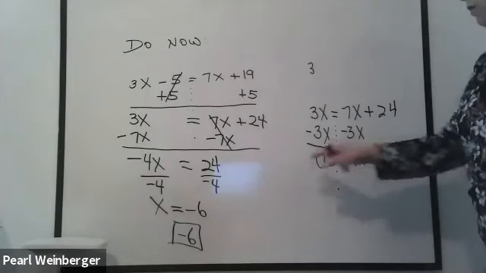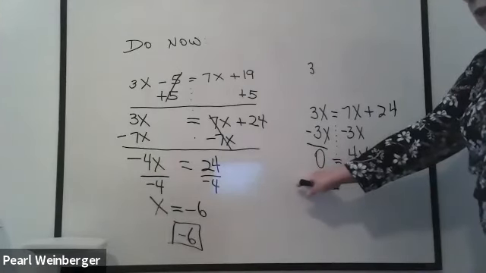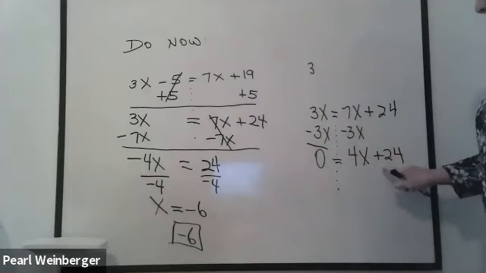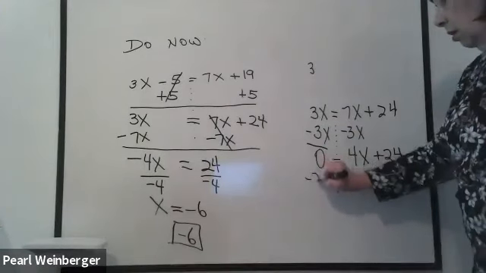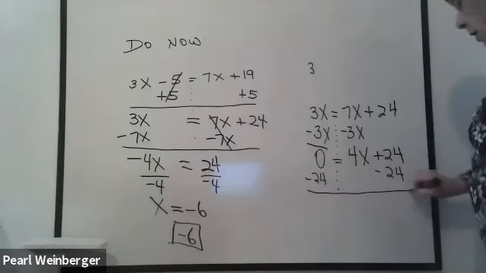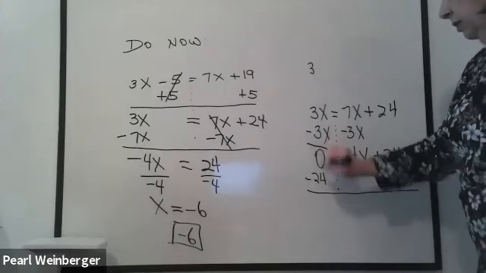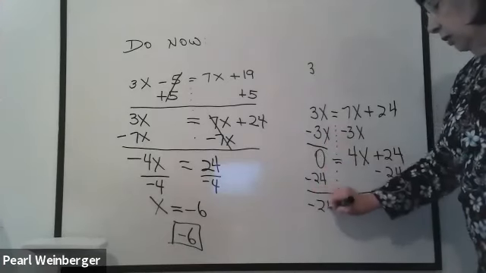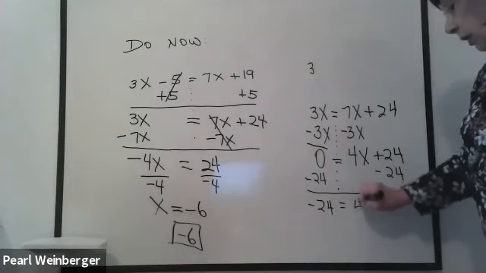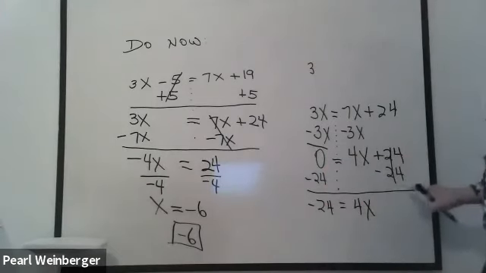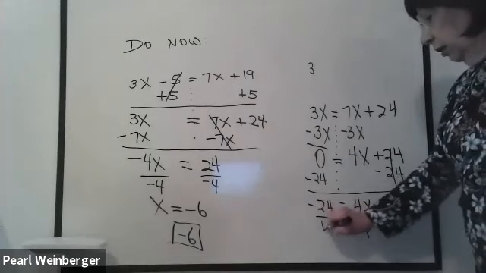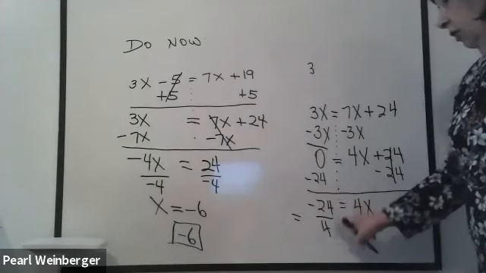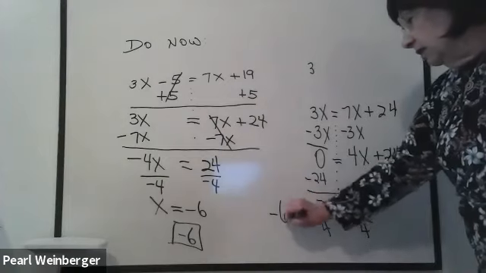Now you need to get the x's on one side and the numbers on the other side. If you wanted to, you could have subtracted 24 from both sides. Which would have, and 0 and negative 24 would have given you negative 24 equals 4x, because now this cancels out. I don't have to put a 0 there because I have something else there. And now divide both sides by 4, and negative 24 divided by 4 is again negative 6.